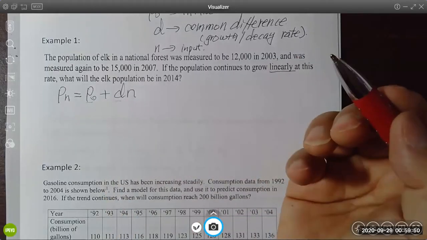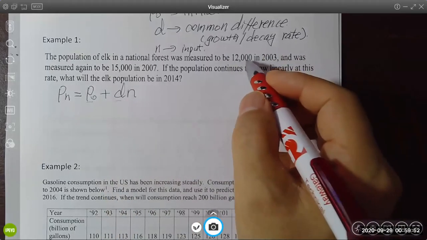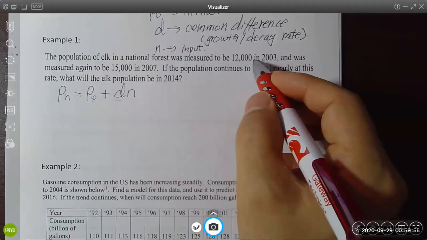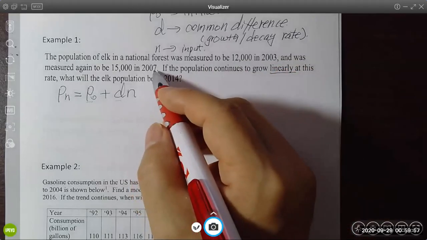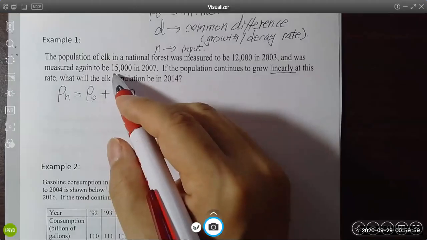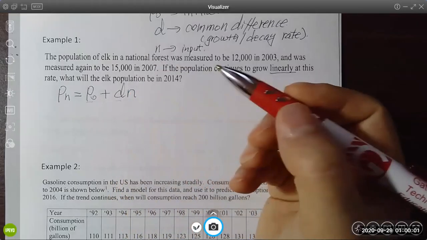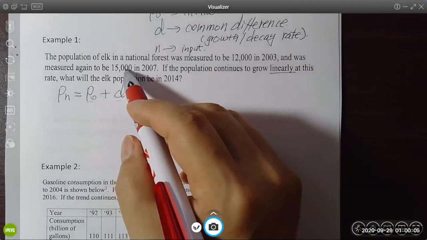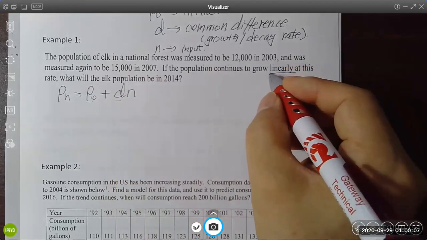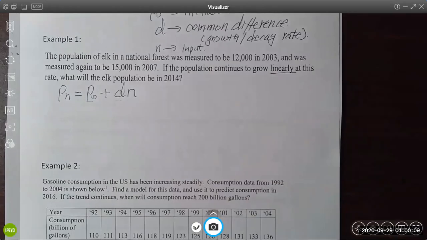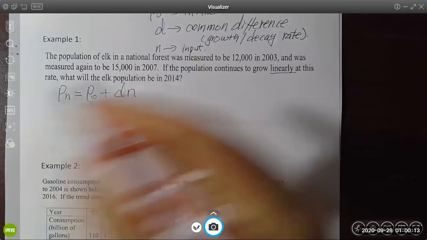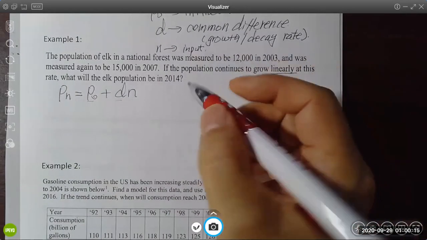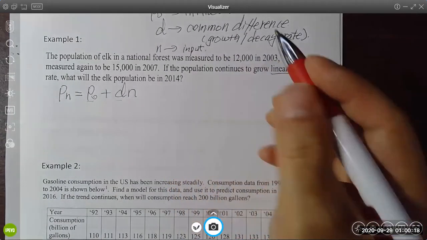Actually, it doesn't matter. And now, we also need to know the growth rate. We don't know the growth rate. We only know that in 2003, it was 12,000, and in 2007, that's 4 years after, 15,000. But apparently it's an increase from 12,000 to 15,000. When they say growth linearly, that means each year the amount of increase will be the same number.